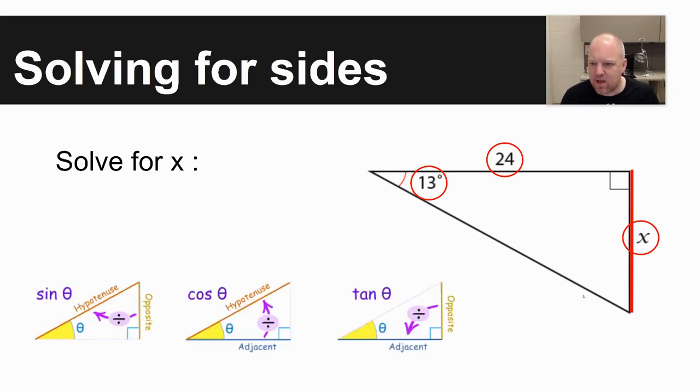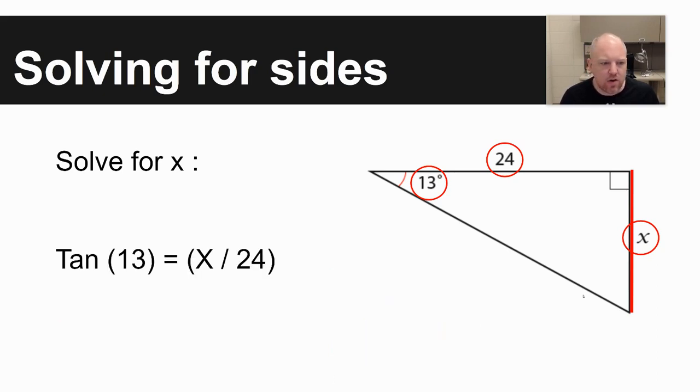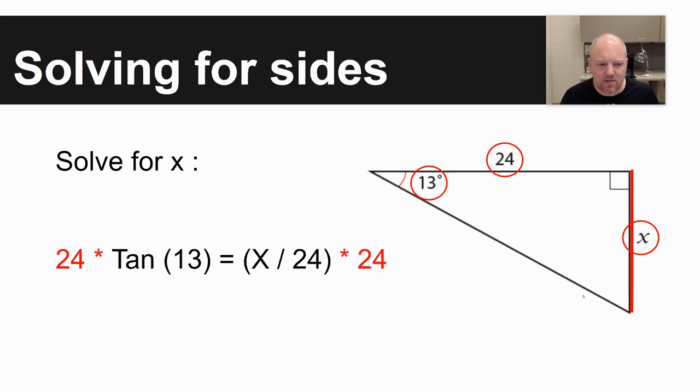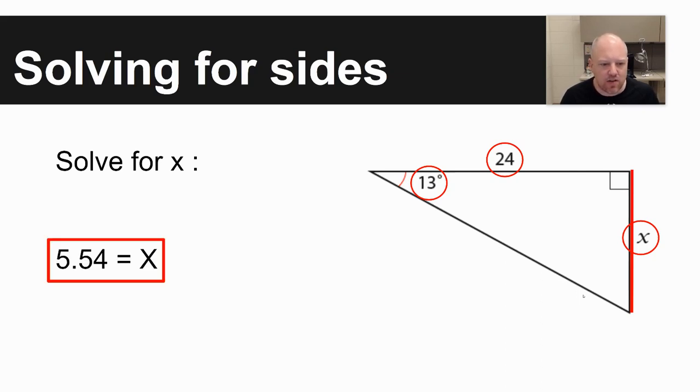So what do we have? We have an opposite side, an adjacent side, and an angle. What we're going to use is the tangent function, because we're ignoring the hypotenuse. So how do you solve? Tangent of 13 is equal to x divided by 24. What you want to do is isolate x. The next step is to multiply each side of this equation by 24 to get rid of it on the right-hand side. Then you end up with 24 times tangent of 13 is equal to x. When you type that into your calculator, you come up with 5.54, the length of x.